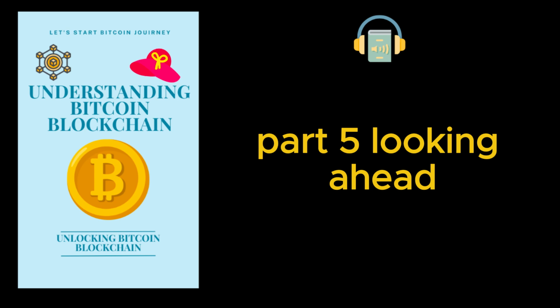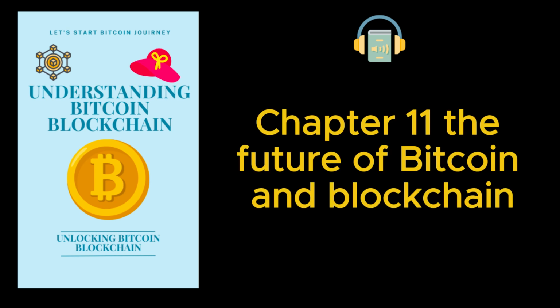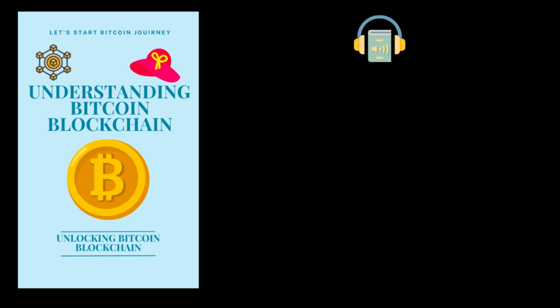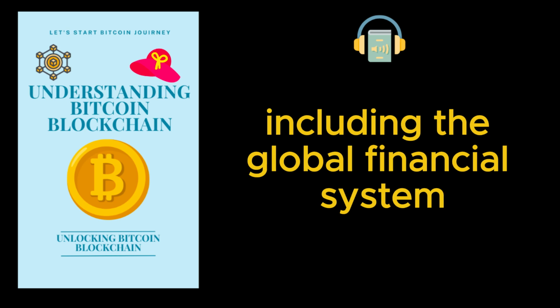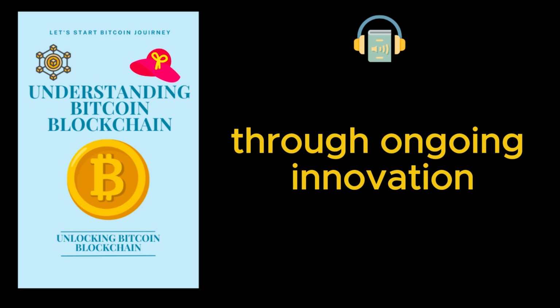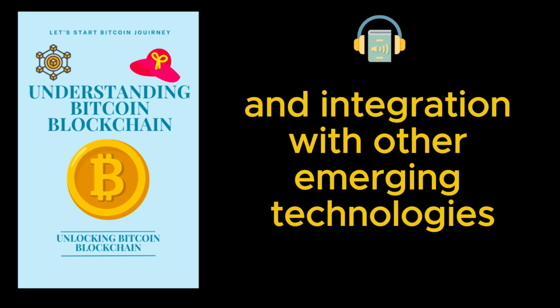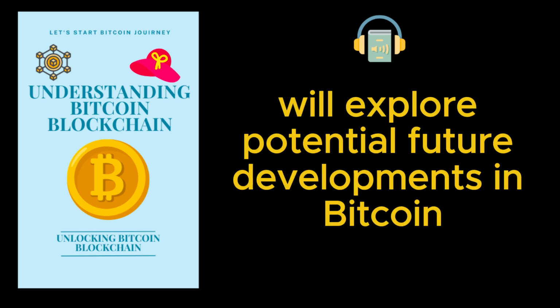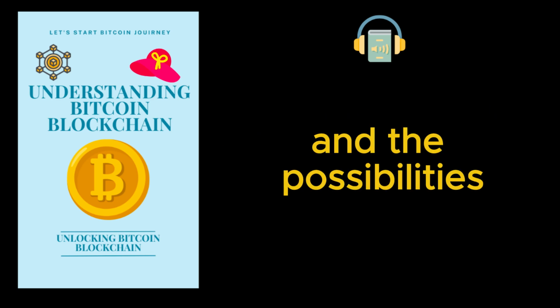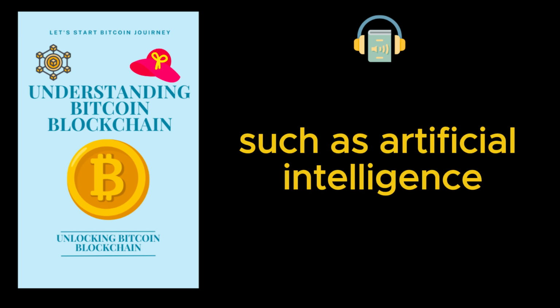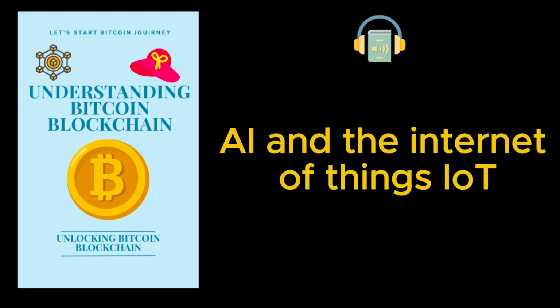Part 5, Looking Ahead. Chapter 11, The Future of Bitcoin and Blockchain. Bitcoin and blockchain technology have the potential to transform various aspects of society, including the global financial system, through ongoing innovation and integration with other emerging technologies. In this chapter, we'll explore potential future developments in Bitcoin and blockchain, Bitcoin's role in the global financial system, and the possibilities for integration with other technologies such as artificial intelligence, AI, and the Internet of Things, IoT.